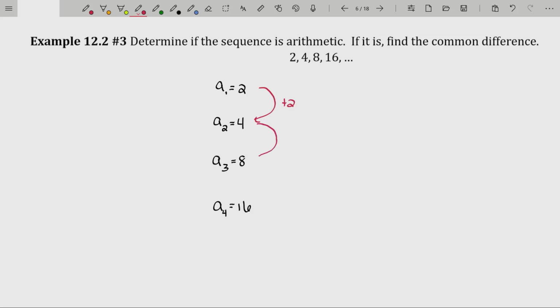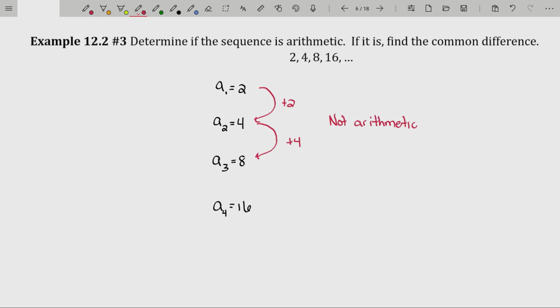But when we went from A2 to A3, we didn't add 2, we added 4. So immediately I happen to know this is not arithmetic. And that's all I need to say with this. Notice how quick some of these problems are. Is this arithmetic or not?